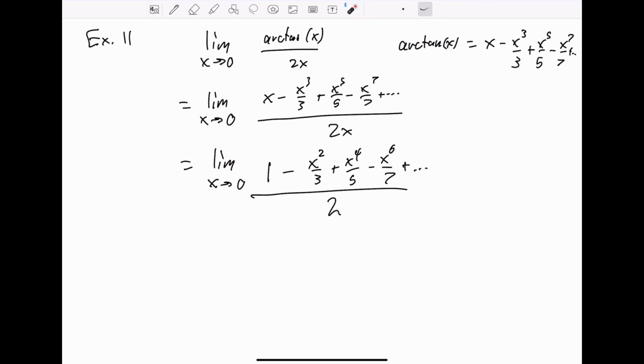x approaches 0. And even though we have infinitely many terms here, all of these terms after the 1 contain a multiple of x. If x approaches 0, all of these terms just turn into 0, and we're left with 1/2. That's the answer here. This is a limit that we cannot solve directly. If we just tried plugging in 0 to start, we'd have arctangent of 0 over 0. That's 0 over 0. We could use L'Hopital's rule, I suppose. But using Maclaurin series, we can find the limit of this sort of a function.